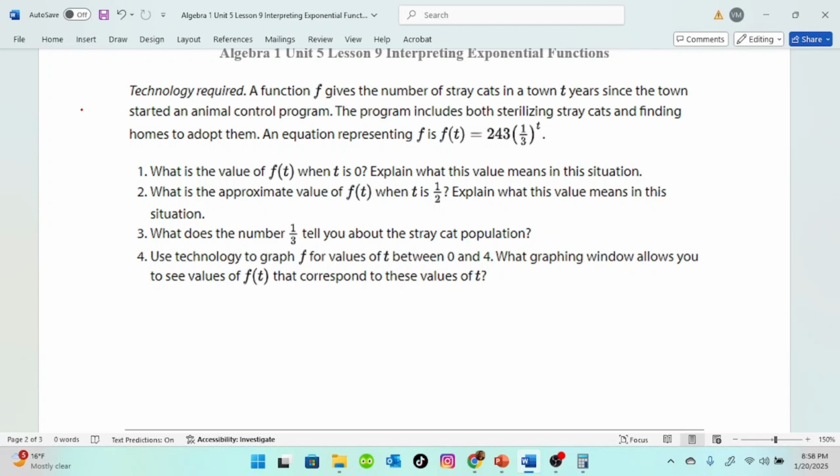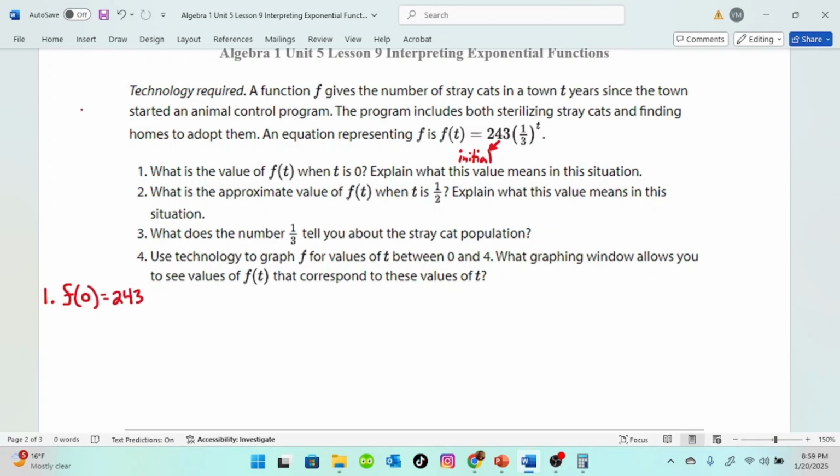Question number 1 asks us, what is the value of f of t when t equals 0? Explain what this value means in this situation. So for number 1, f of 0 is going to equal the initial amount. And we see that right here, the number that is by itself. So that means f of 0 equals 243.